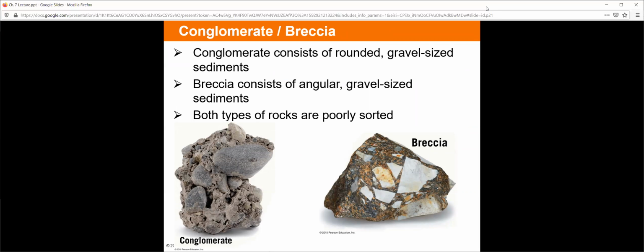Finally, we get to conglomerates and breccias. These are, if your rocks, as I said before, get big enough to where they're not sand anymore, but you actually get chunks of gravel that look like they're cemented together, not unlike cement or concrete. You get these, and the defining difference between them is one is rounded and one is not, as shown here.